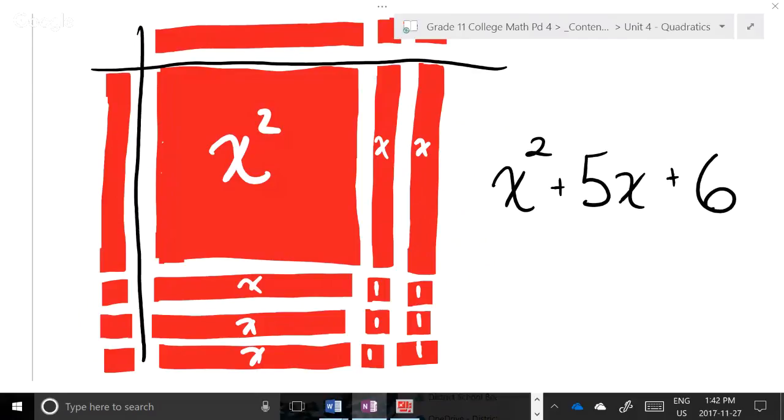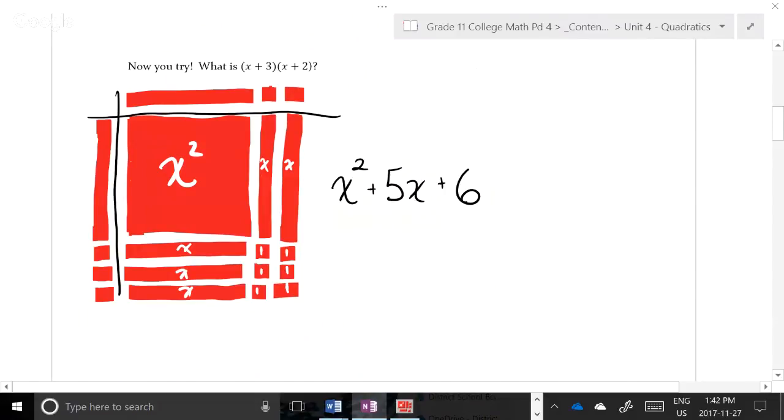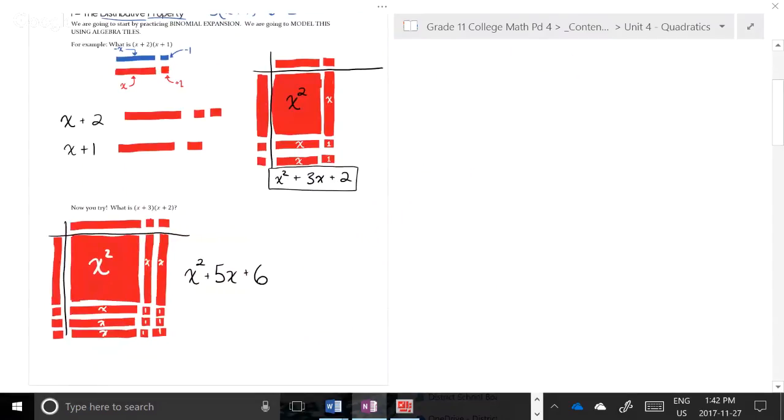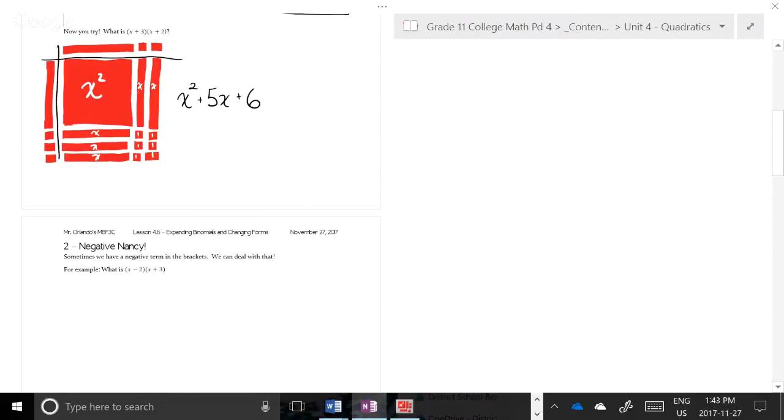Okay. Does this make sense? By the way, you don't ever have to draw these. I'm drawing them so that when you go to look back at this note, you can see what we did. But using the algebra tiles, you have the model there to work with. Now, it's not a bad idea to draw them. I don't like the tiles. I like to just write it out. Sure. Nothing wrong with that.